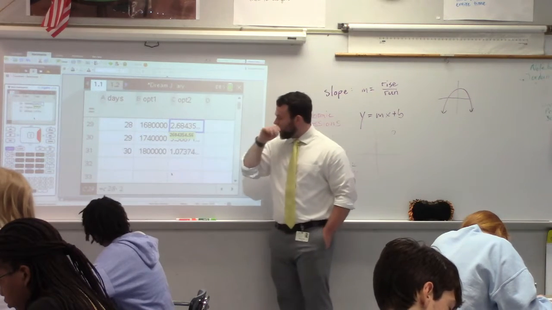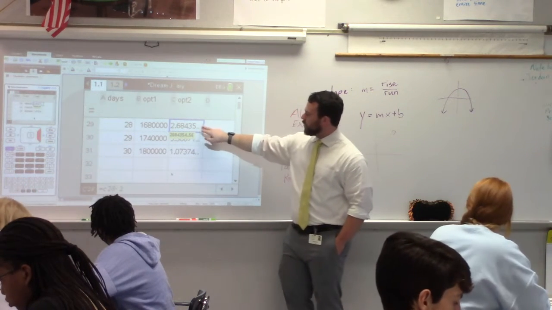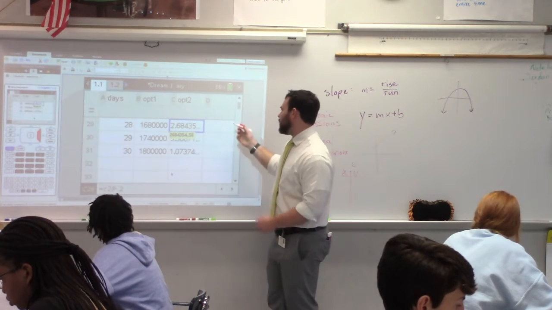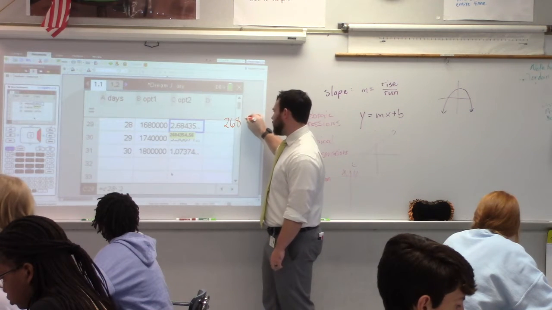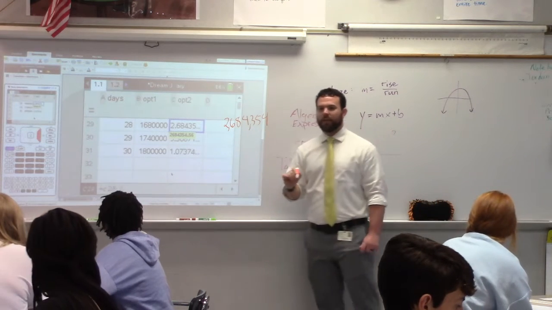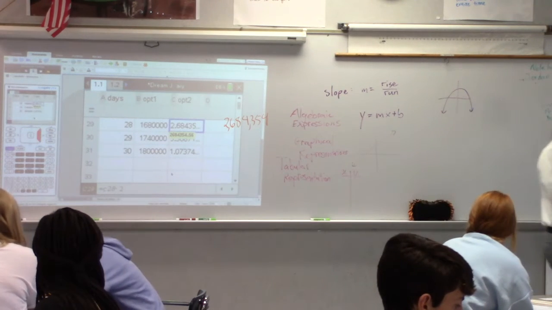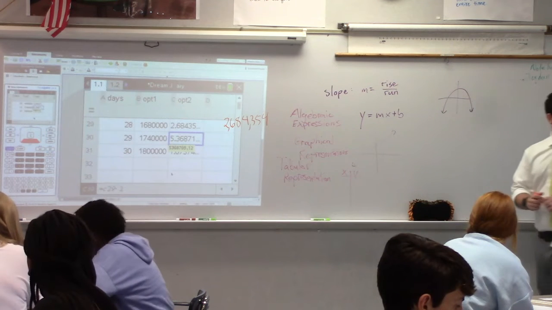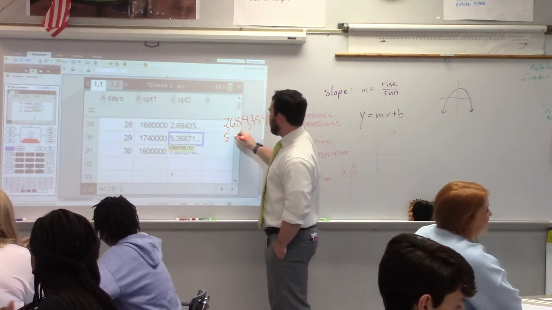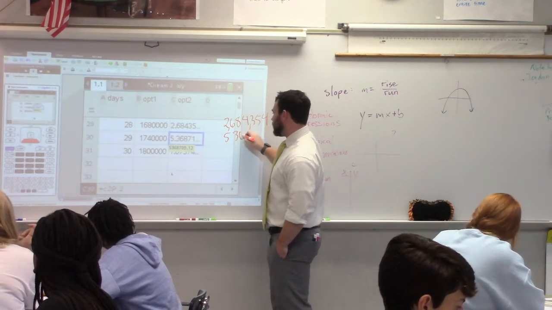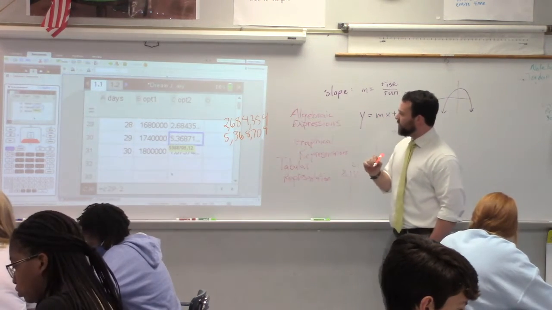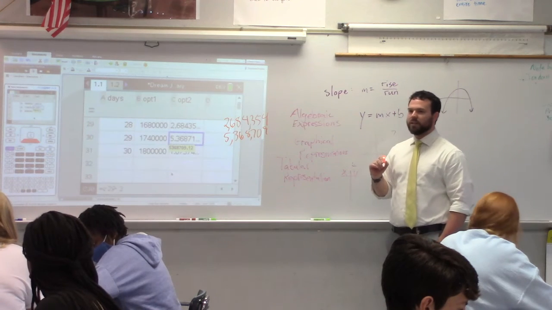And so someone was freaking out a little bit because they're like 2.68. Guys, if you highlight this cell, it'll give you the correct number. So like on day 28, Killua has 2,684,354. I'm just going to stop there. So he has $2,684,354. Then on day 29, 5,368,709. So on day 29, he has $5,368,709.